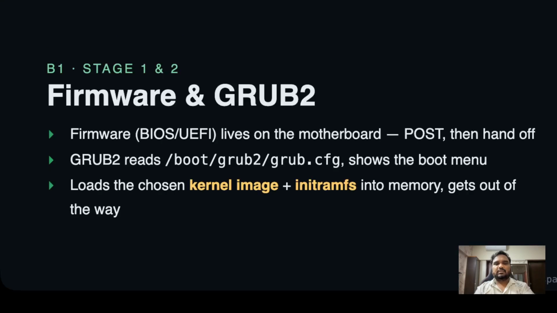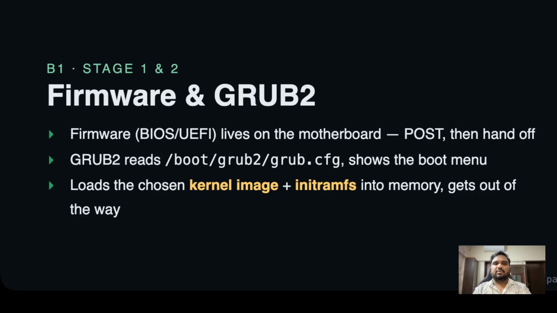Now, the boot process, stage by stage. Five stages, like a real relay race, each one handing off to the next. Stage 1 is firmware. This is the very first code that runs, and it lives on a chip on the motherboard, not on your disk. Older machines used BIOS, working with an MBR partition table. Modern machines use UEFI, working with GPT and supporting secure boot. Either way, the job is identical: power-on self-test, wake up the hardware, then hand off to a bootloader.